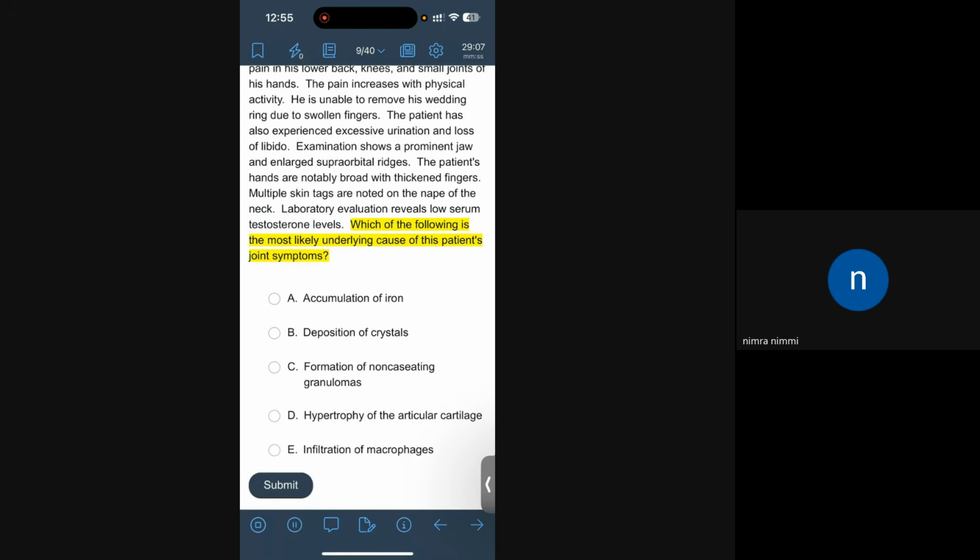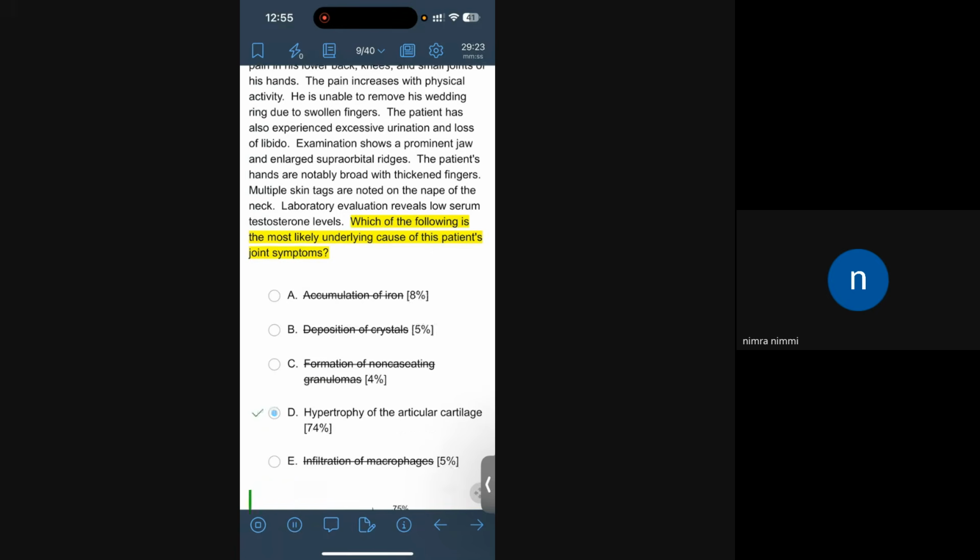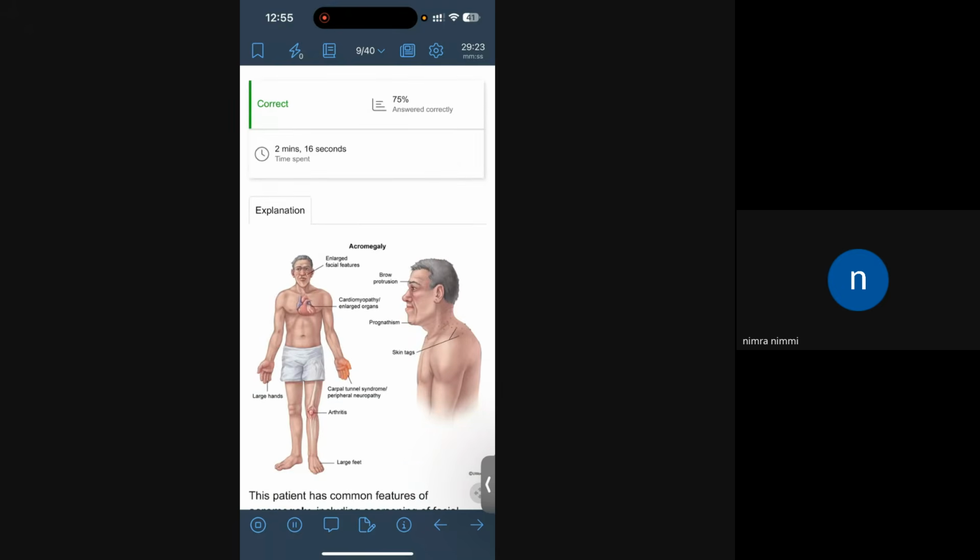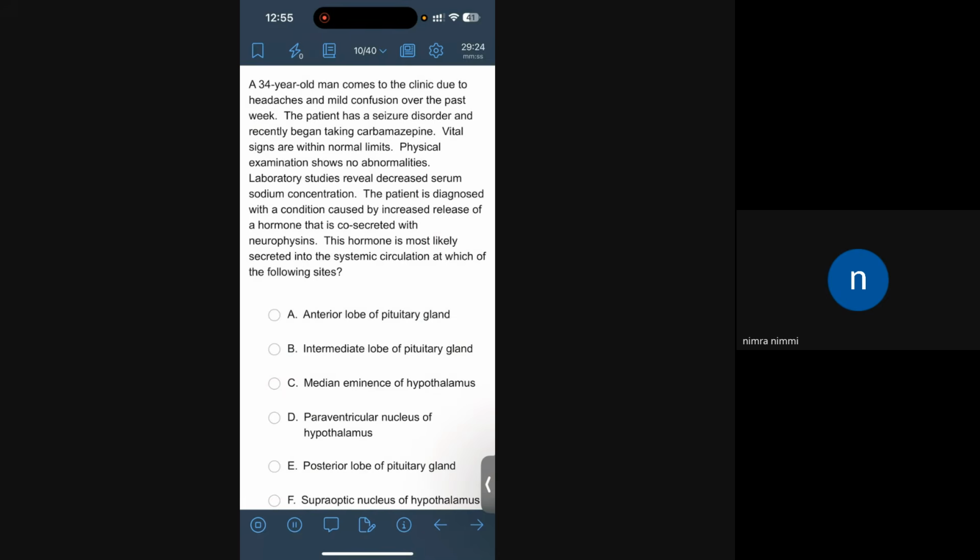It is not gout, so B is not the answer. It is not hemochromatosis, so A is not the answer. It is not sarcoidosis, then C is not the answer. It is not rheumatoid arthritis, so E is not the answer. It is hypertrophic arthropathy: skin tags, large facial bones, peripheral arthropathy. Let's move on to the next one.